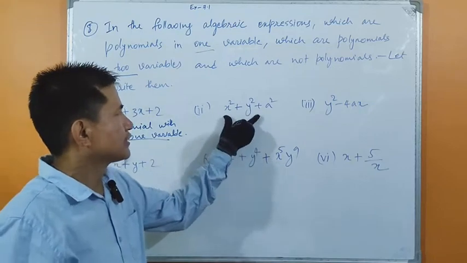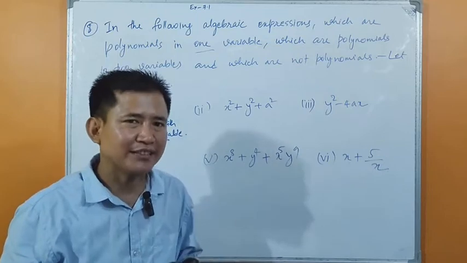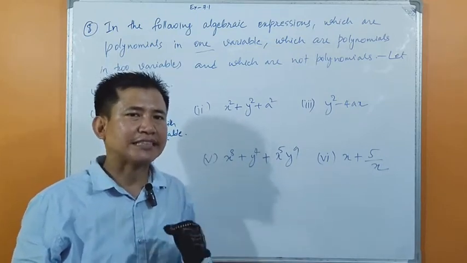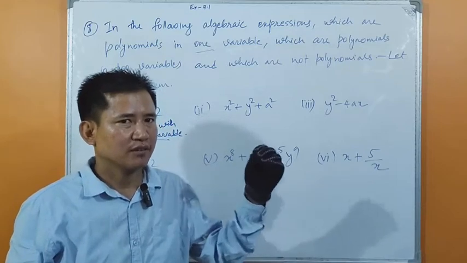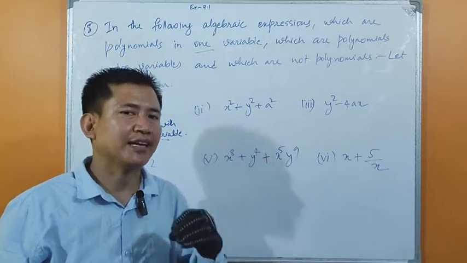And here, in this type of question, we should understand that generally in algebra, we consider x, y, t, all these things as variables and a, b, c as constants.